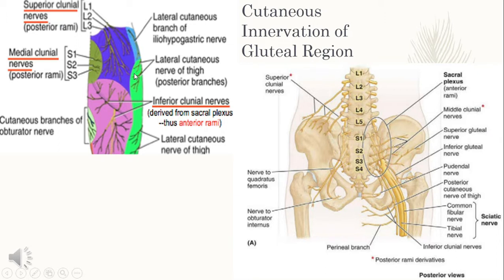In the lower part, we can see that the outer quadrant is supplied by the lateral cutaneous nerve of thigh, which gives posterior branches, and then the innermost part is supplied by the inferior cluneal nerves, which are branches from the posterior cutaneous nerve of thigh.